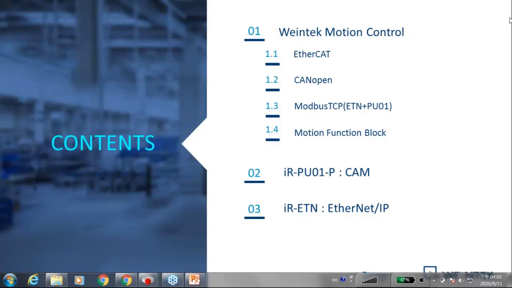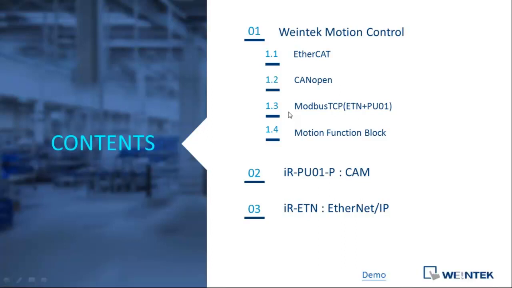I'm going to talk about the Weintek control solution with EtherCAT protocol, CANopen protocol, and Modbus TCP with PU01 to do motion control, and how many types of protocol can work with our motion function blocks. There are also some new functions, like CANopen on PU01 and EtherNet/IP on iR-ETN.